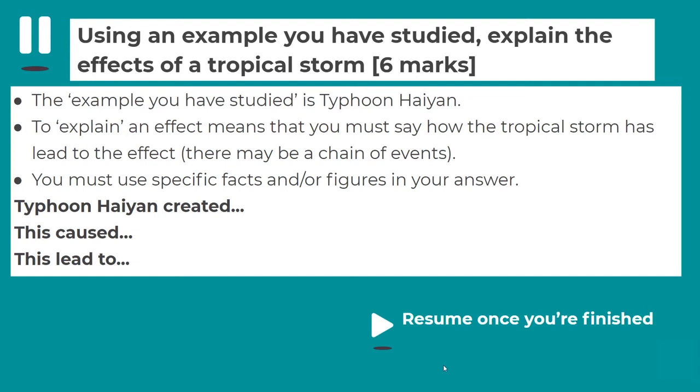So you might structure one of your paragraphs like this. Typhoon Haiyan created maybe storm surges, high wind speeds, rainfall. This caused, this led to. That would be a really good way to structure one of your paragraphs, and that would get you 3 marks. So if you did that twice, that would get you 6 marks.